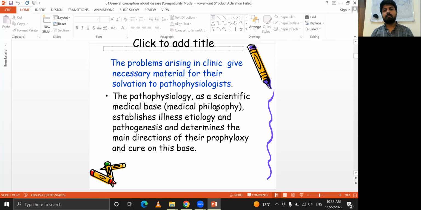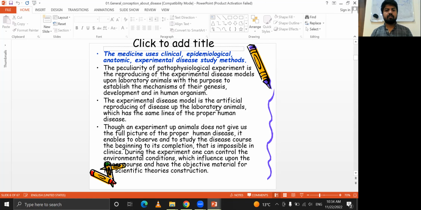So the problems that arise in the clinic give necessary material for their solution to the pathophysiologist. Pathophysiology, as a scientific medical base, establishes the illness's etiology and pathogenesis and determines the main direction of prophylaxis and cure. Medicine uses clinical, epidemiological, anatomic and experimental methods of disease study. The experimental disease model is an artificial reproduction of the disease in laboratory animals, which has some features of the proper human disease.